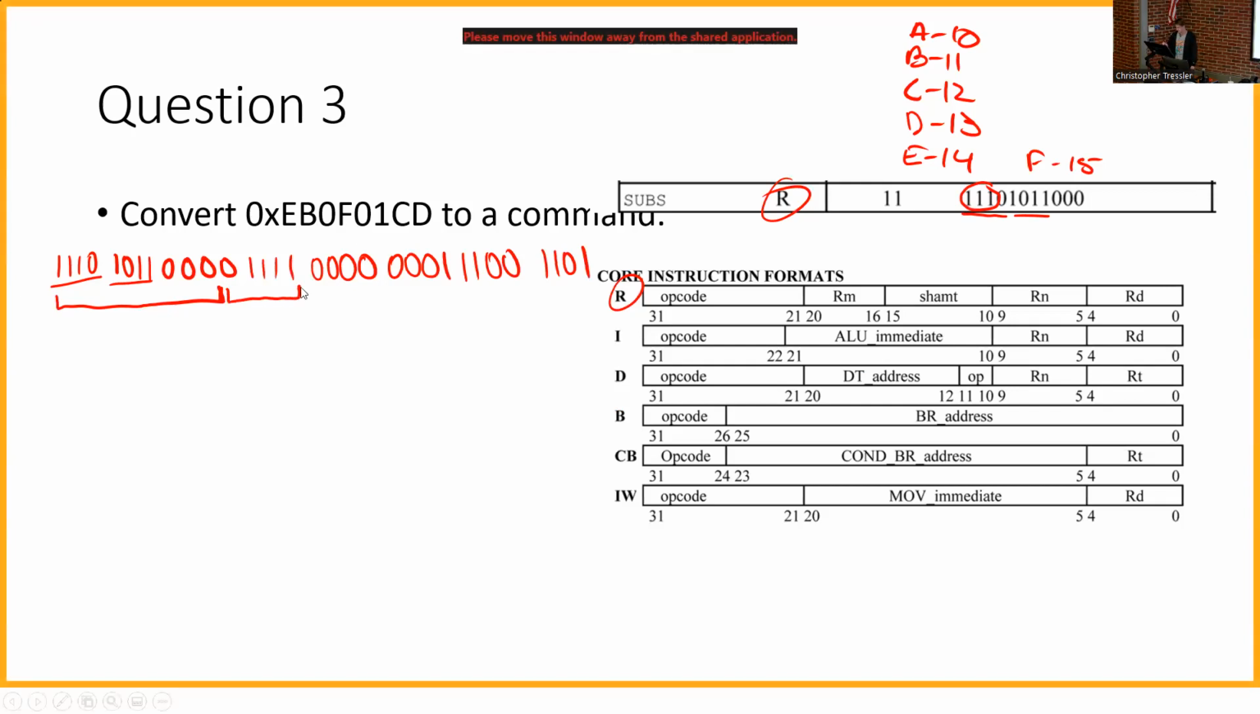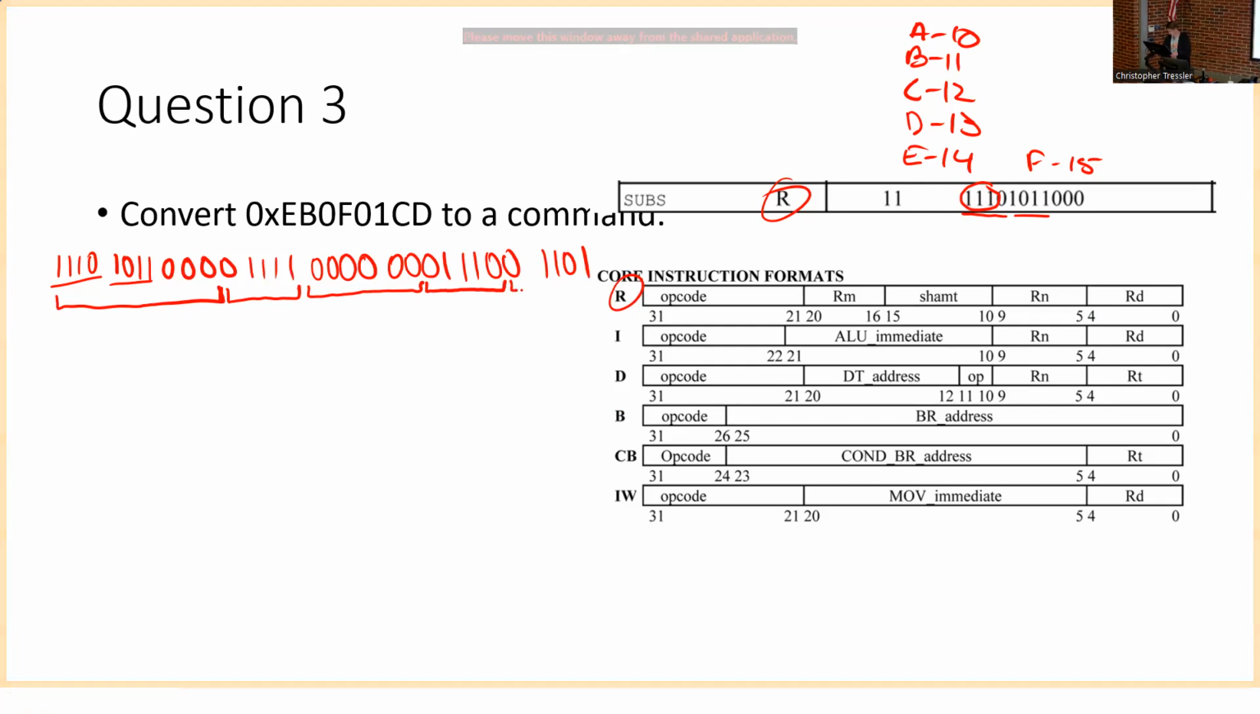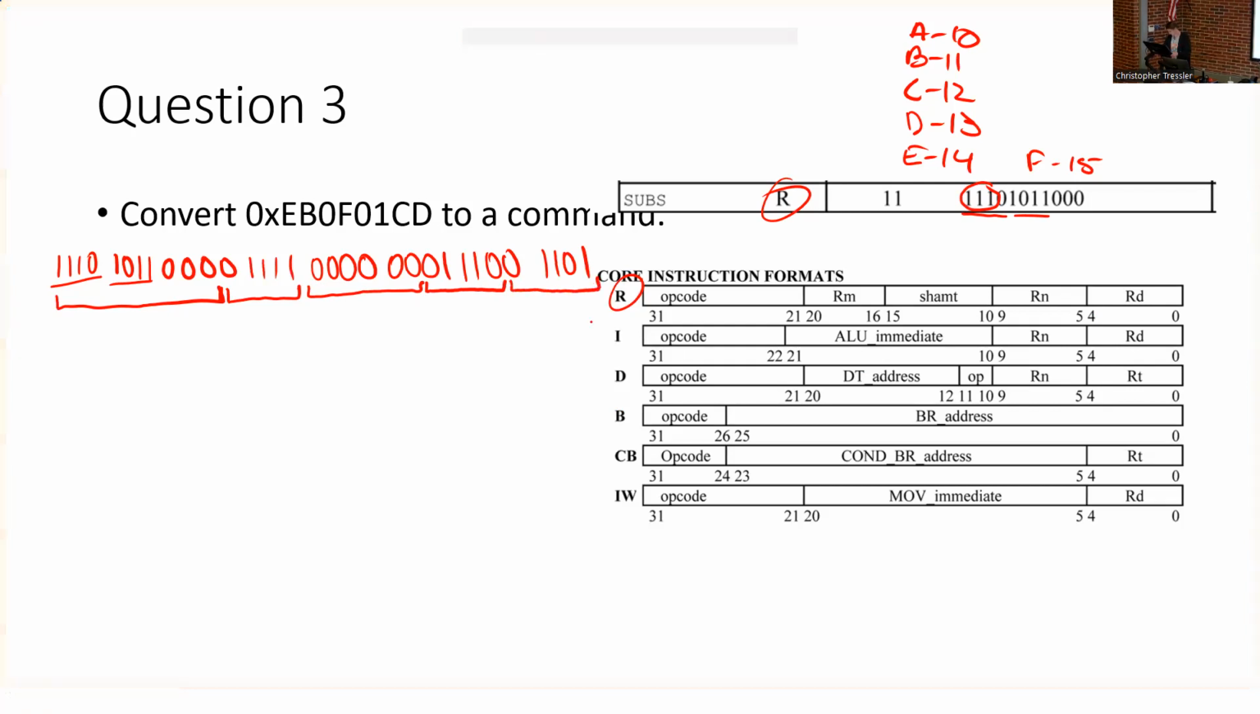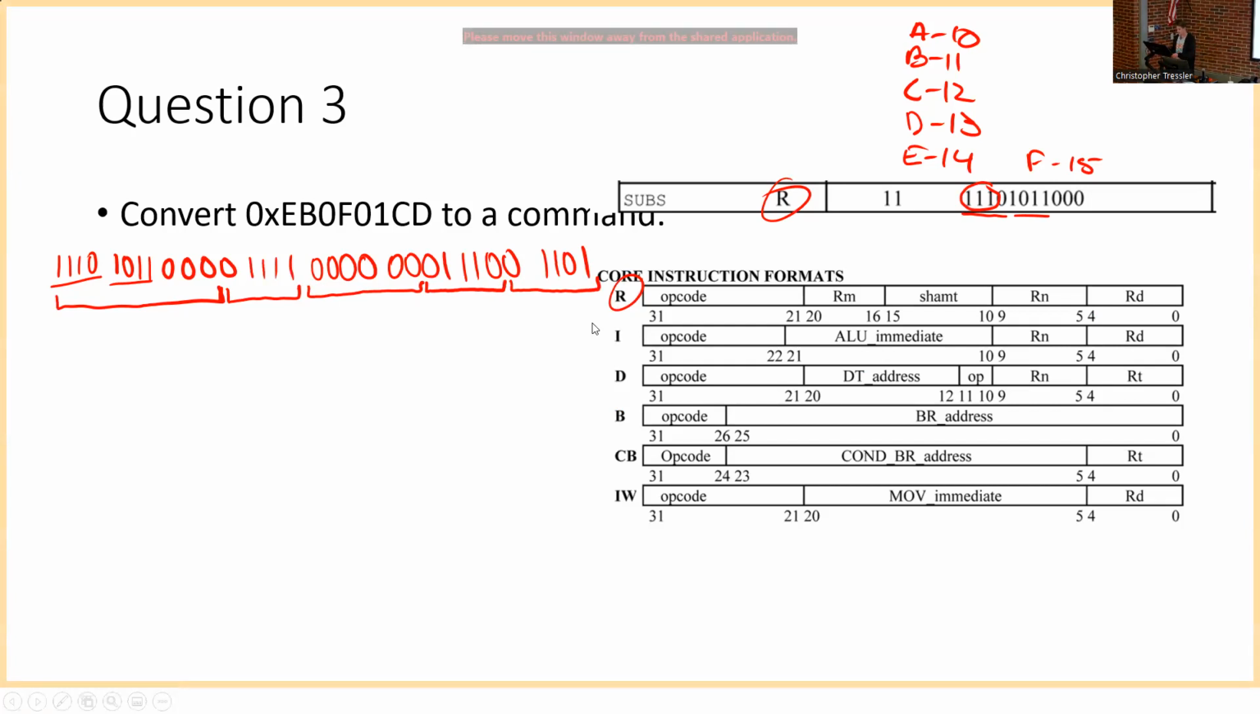And then the shamt is going to be 6. So we're going to go 1, 2, 3, 4, 5, 6, right? And then after that, we're going to have the next 5 for the RN. So we're going to go 1, 2, 3, 4, 5. And then finally, we're going to have the next 5 for the RD, right? So we're going to go like this. And we're going to go 5. Okay, so now this should give us all the information. So we know this opcode, which has 11, is going to be the SUBS command.